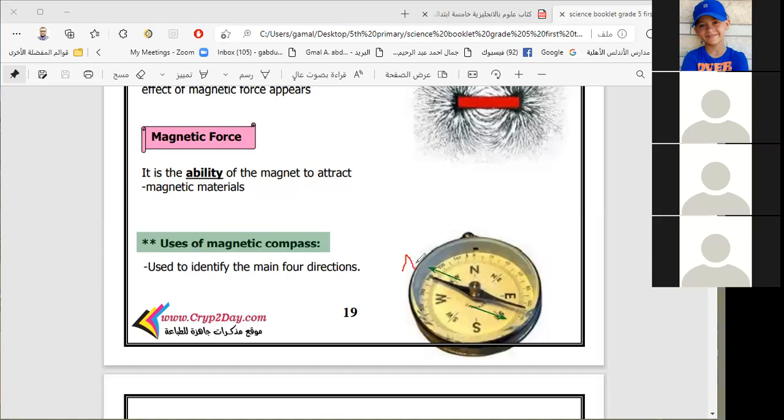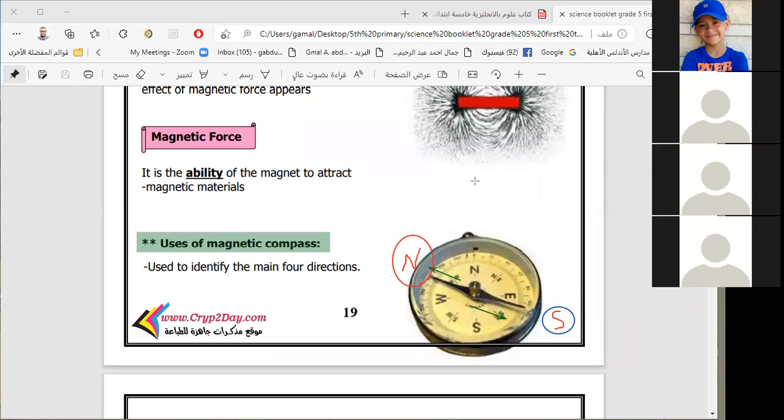So we have the needle inside the compass, which always points to north and south. We can use the compass to identify or locate the main four directions. We can use it if you are traveling in the sea, in a ship or in a boat, or you make a safari in a desert, or you go to the forest. You can use it in many ways because it always points to the north and south pole. So it is important. But now we have GPS. Yes, we have GPS, very good, but we also need the compass.